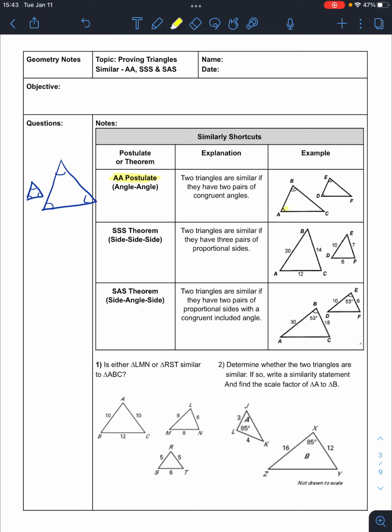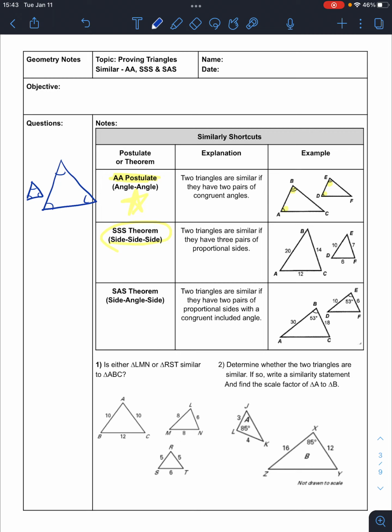And so if I have two angles of one triangle that are congruent to two angles of another triangle, then those two triangles have to be similar. This is going to be the most important one that we use when we're actually trying to set up to solve problems. Another way that we can tell, and we've already kind of started doing this, is if all of their sides have the same ratio.